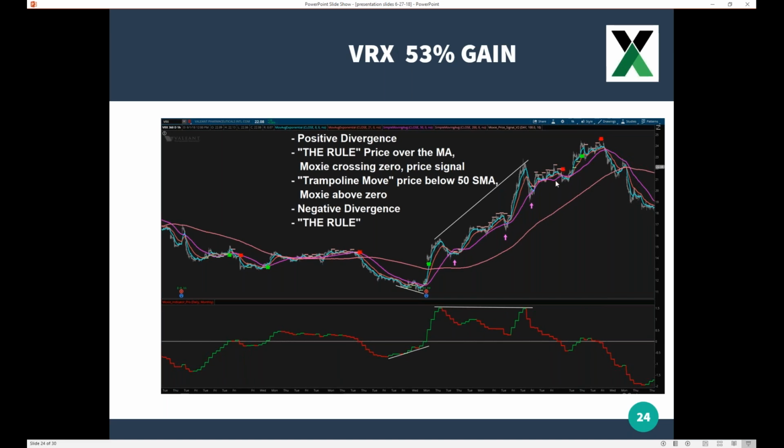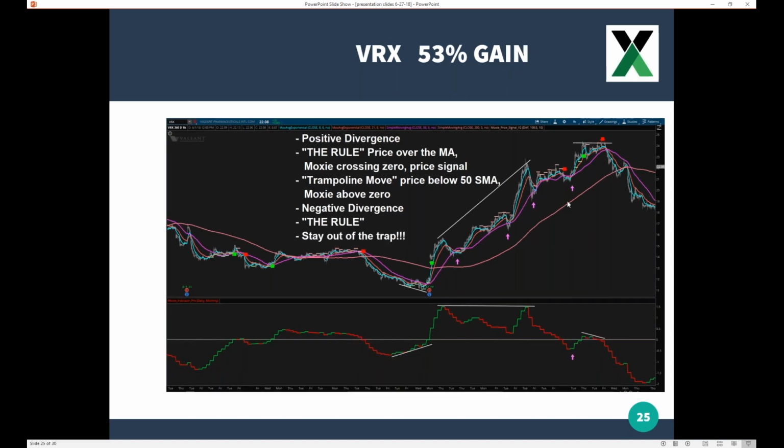And the rule is we get our Moxie trigger exit, which is the Moxie indicator going through 0, and we have price going below the moving average, and I'm out. Now, if we continue to look at this a little bit further, you say, well, what about this that happened afterward? Well, this is also where the Moxie indicator is important.